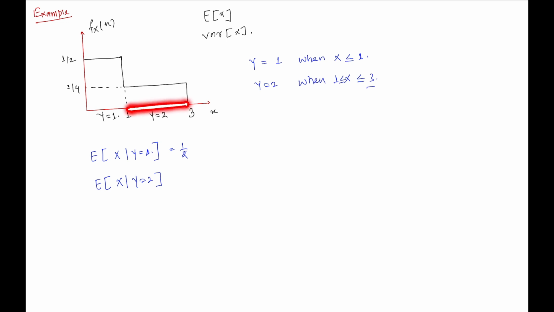We have conditioned over this universe, and we are trying to look at what's the expected value of x. Originally, within this, our probability was uniformly distributed. Conditionally, it will also be uniformly distributed between 1 and 2. So what will be the expected value of x? The expected value of x in this case would be 2.